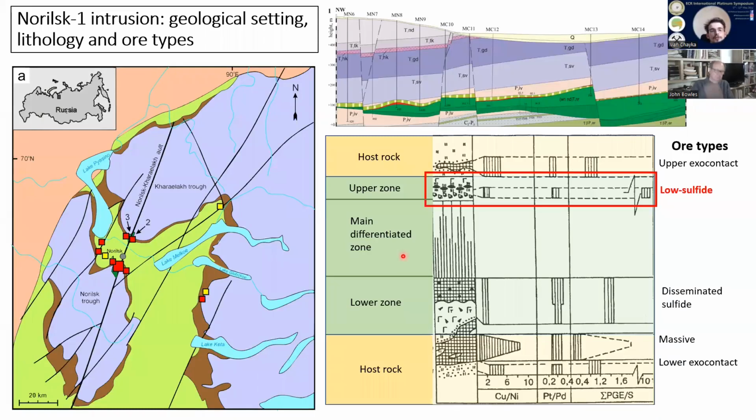As most of you probably know, and as was repeated in past presentations, the Noril'sk-type intrusions are located in the northern part of the Siberian LIP, and they have a well-defined structure. They have three zones: the lower, main, and the upper. The lower zone and its footwall contact contain disseminated and massive sulfide ores. The main differentiated zone is relatively barren, and the upper zone contains the low sulfide horizon on which our study is focused.